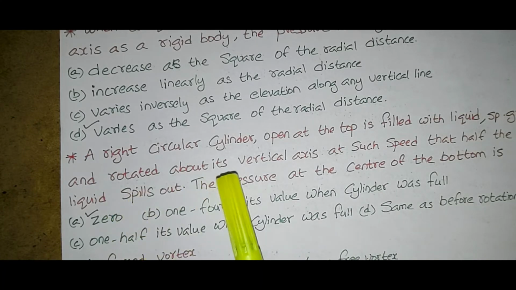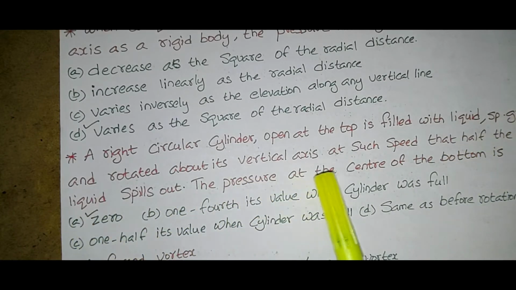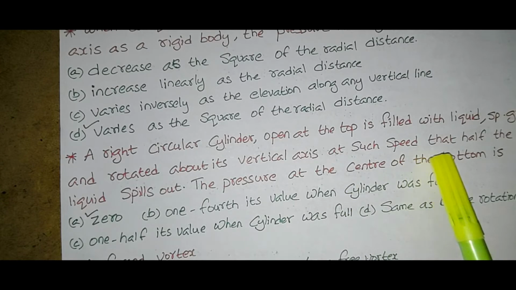So a right circular cylinder open at the top is filled with liquid, specific gravity 1.2, and rotated about its vertical axis at such speed that half the liquid spills out. The pressure at the center of the bottom is 0.